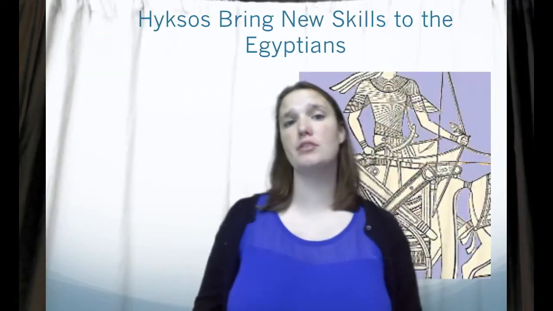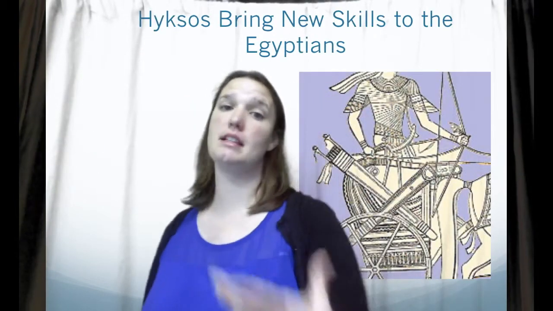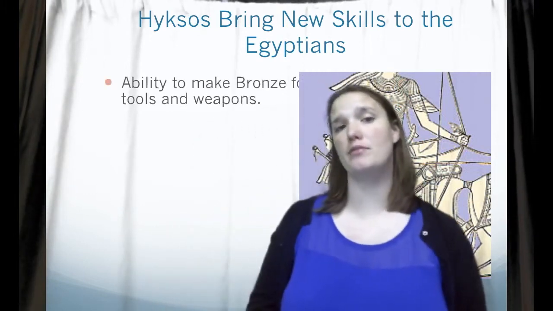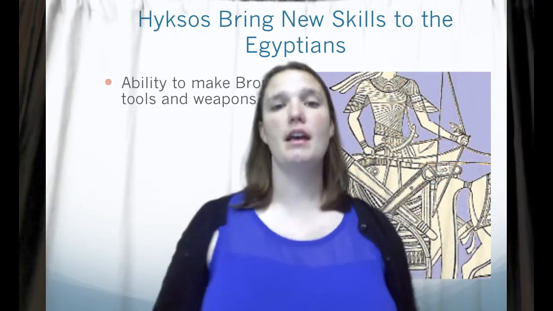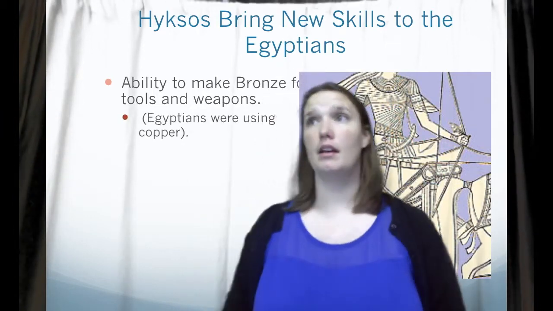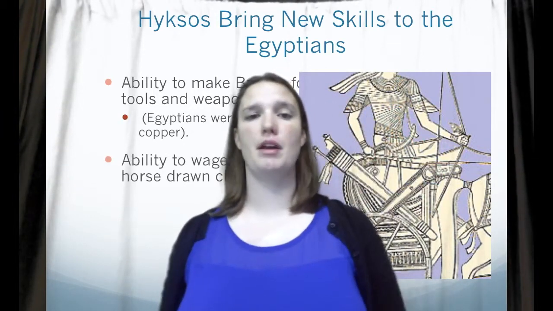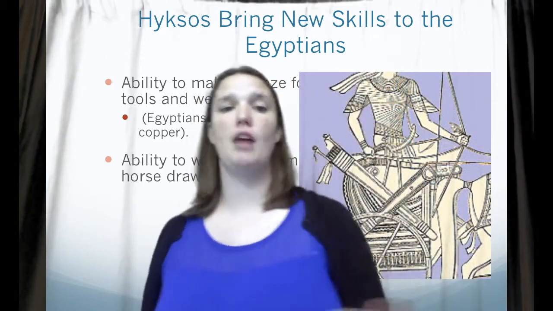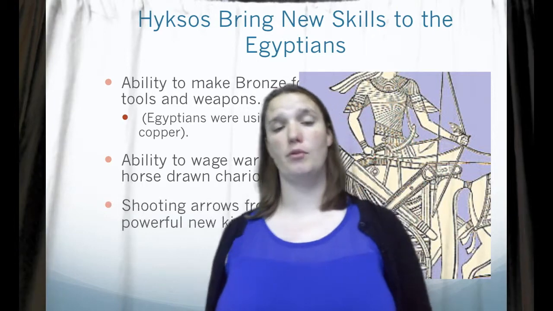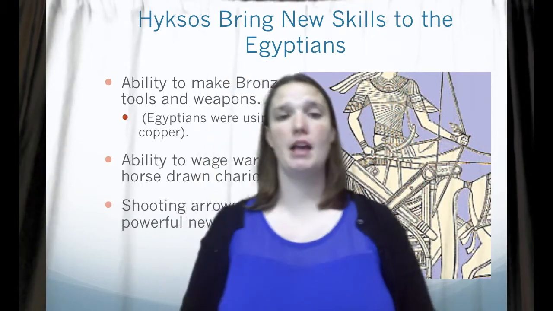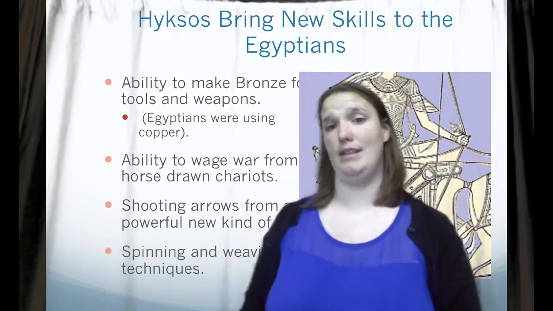But they bring lots of really great things to the Egyptians, things that they become very well known for. The ability to make bronze for tools and weapons. They had been using copper. They bring the horse-drawn chariot, which is really helpful for war, and they also bring new powerful types of bows and new spinning and weaving techniques.